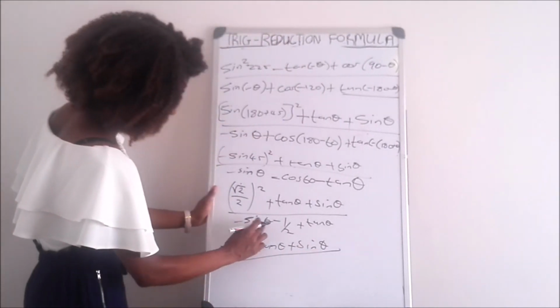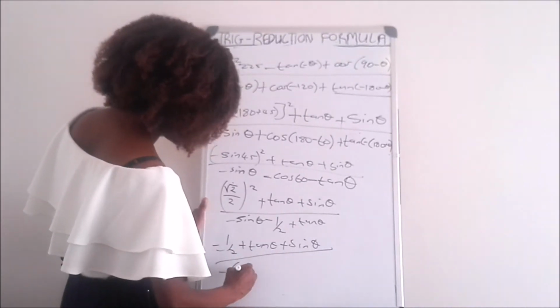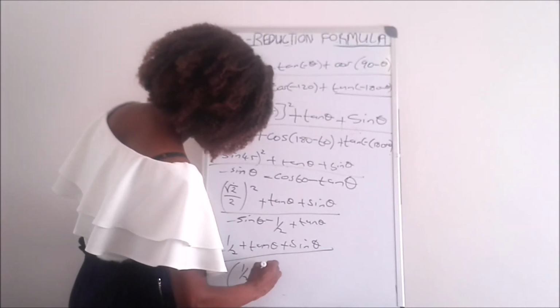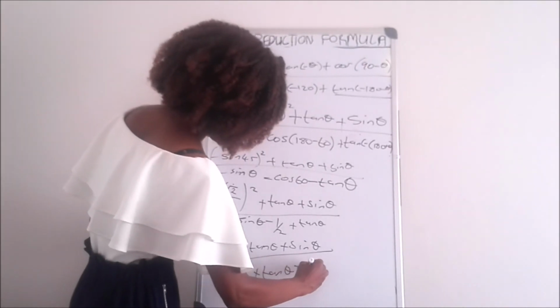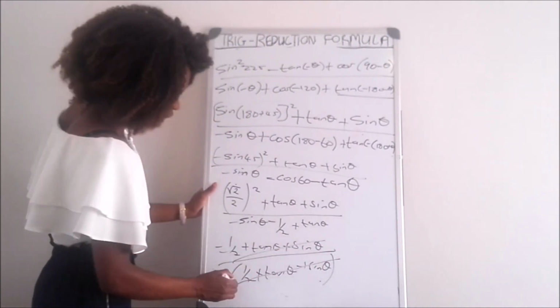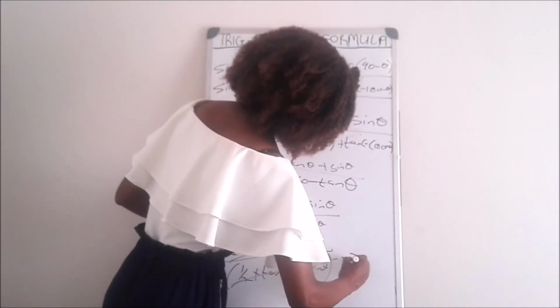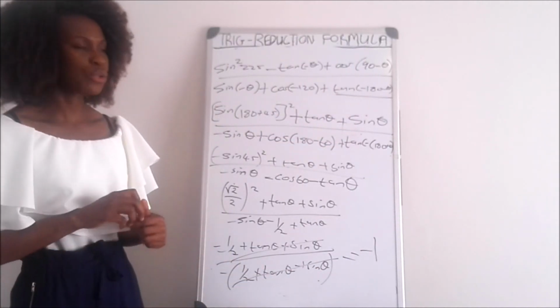Alright, all divided by, I will take a common factor of negative out of the denominator, just grouping them to be the same as the numerator, 1 over 2 plus tan theta plus sine theta. Then the numerator and the denominator will cancel out and we'll be left with -1. Alright, guys, I hope you also understood this example.